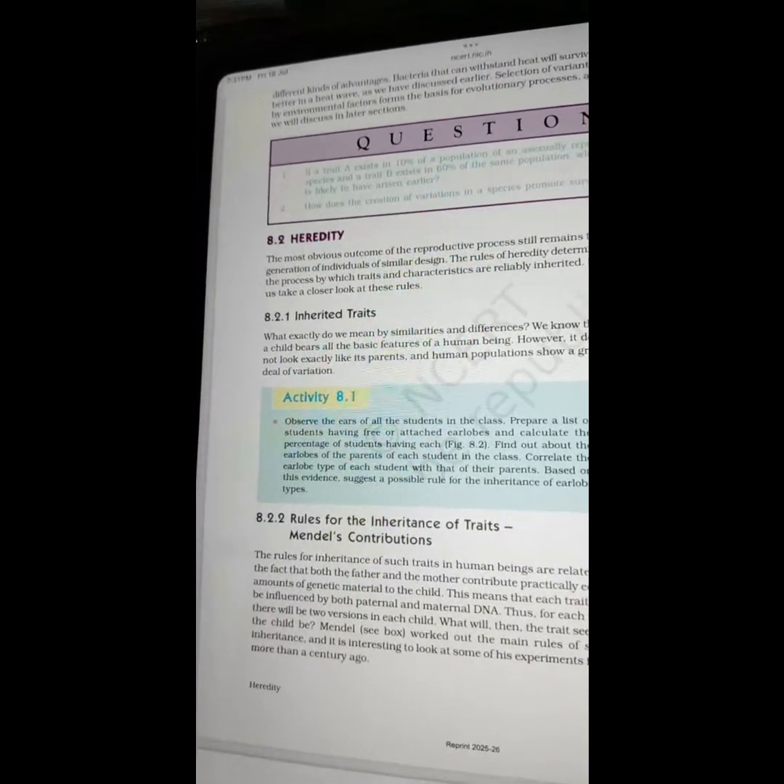Activity 8.1. Observe the ears of all the students in the class. Prepare a list of students having free or attached earlobes and calculate the percentage of students having each, as shown in figure 8.2. Find out about the earlobes of the parents of each student in the class. Correlate the earlobe type of each student with that of their parents. Based on this evidence, suggest a possible rule for the inheritance of earlobe types.